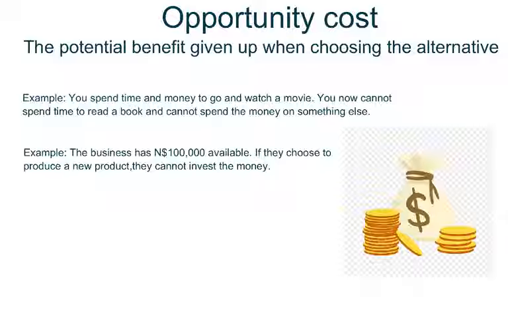If we look at a business, they have 100,000 available. If they choose to produce a new product, then they cannot invest the money. So the opportunity cost will be the interest that they could get on this investment.